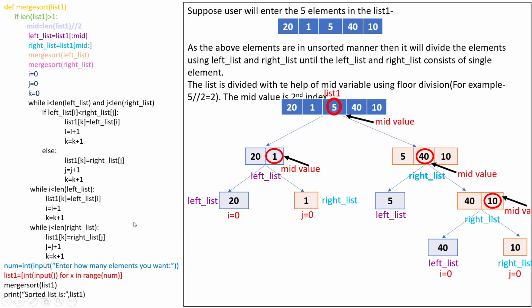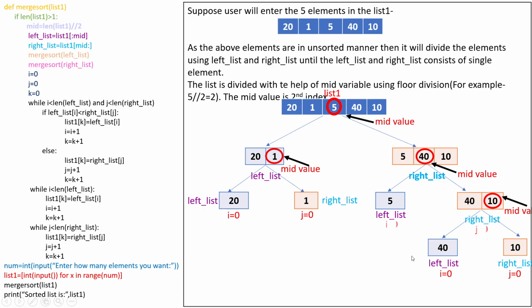So what will happen? It will again go in the function and it will check if length of left list. Now we are talking about the left list. If length of left list greater than 1, is it greater than 1? No. So it will not divide it. Now it will go in the right list. Okay. Now both this left list and this right list will be compared. How will it be compared?